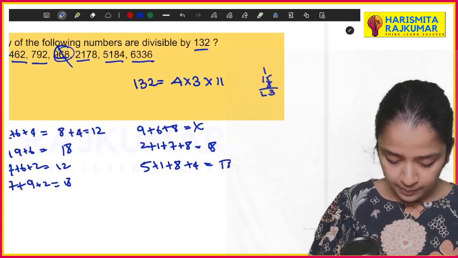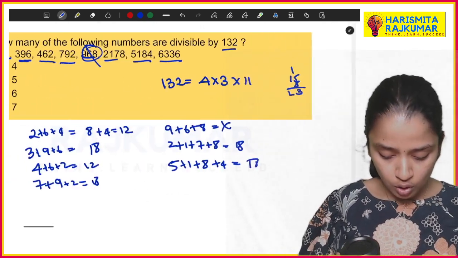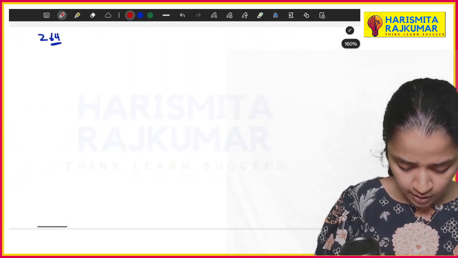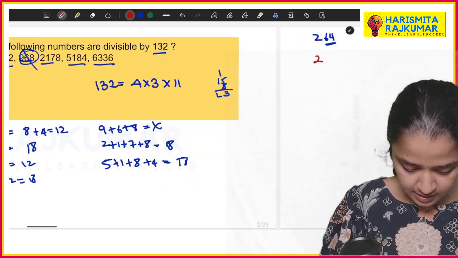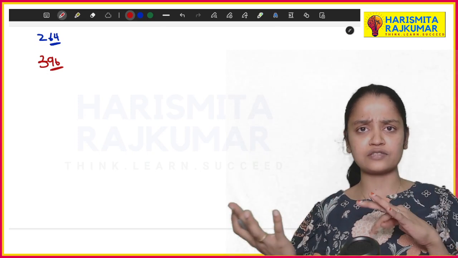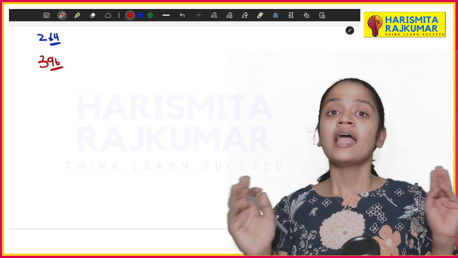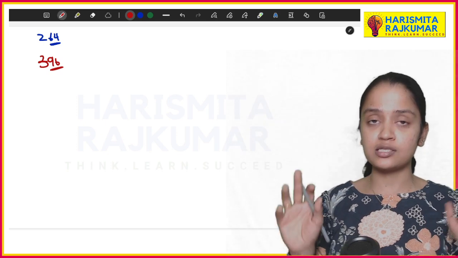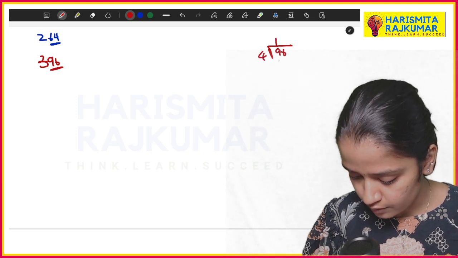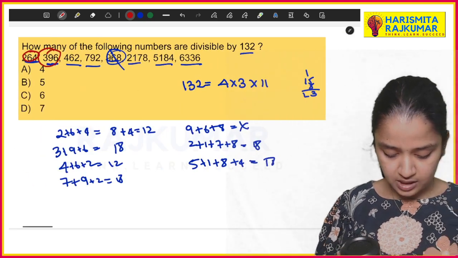Okay, so let me check for 264. Last 2 digits are divisible by 4. So this is divisible by 4. Okay, now next 396. For checking if it is divisible by 4, you have to check the last 2 digits. If you're having any doubts, check my divisibility rule part 1, part 2, part 3. I have given you all the theory parts which are used for solving these sums. Okay, now 96: 4 1s are 4, 4 2s are 8. So this is also divisible.